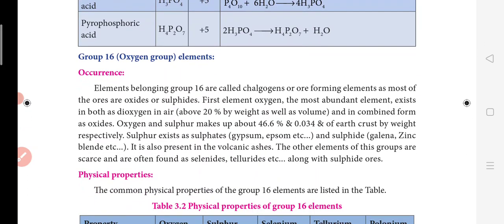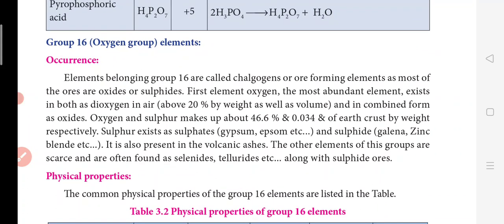Moving on to the next part of this chapter, the next group, group 16. So we have completed group 15, the nitrogen group, and now we are coming to the oxygen group, that is the 16th group, oxygen group elements. So how much is this oxygen occurring in this world?